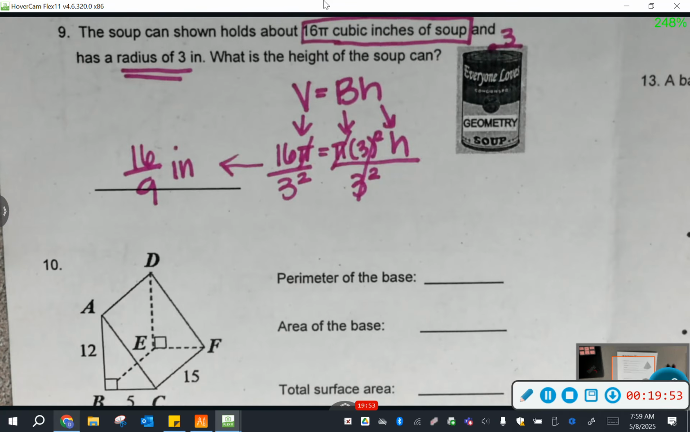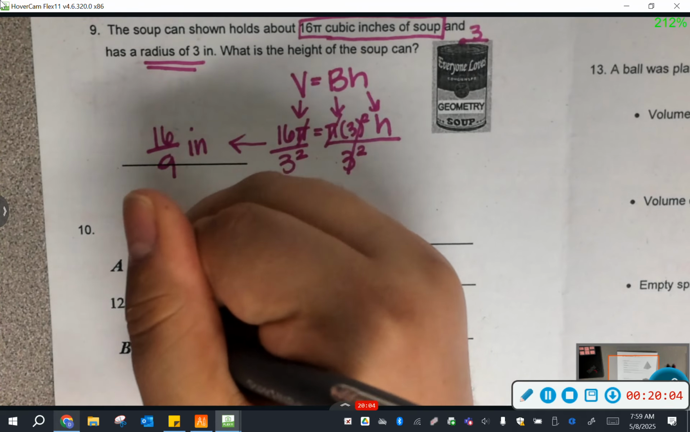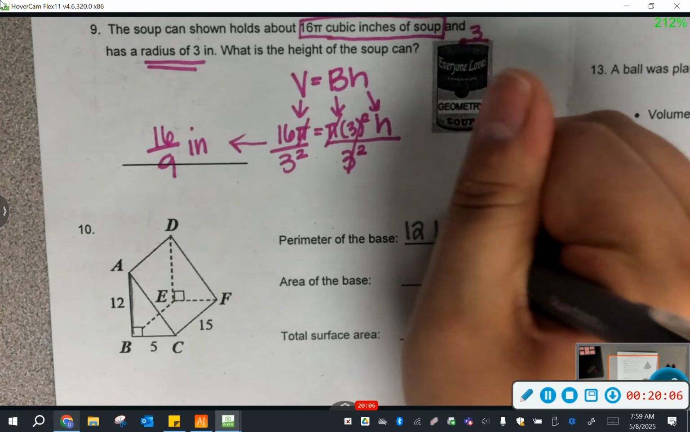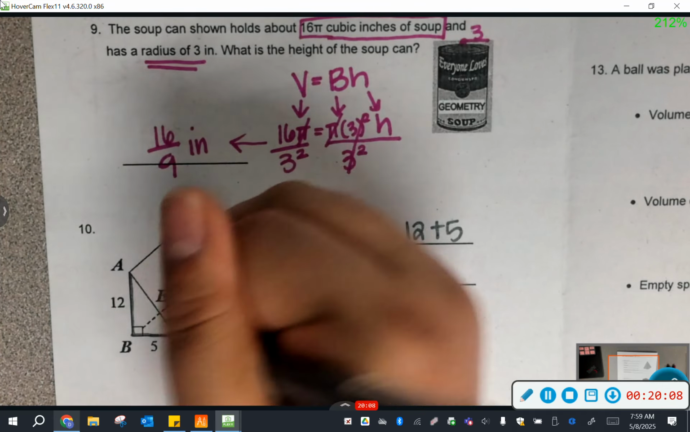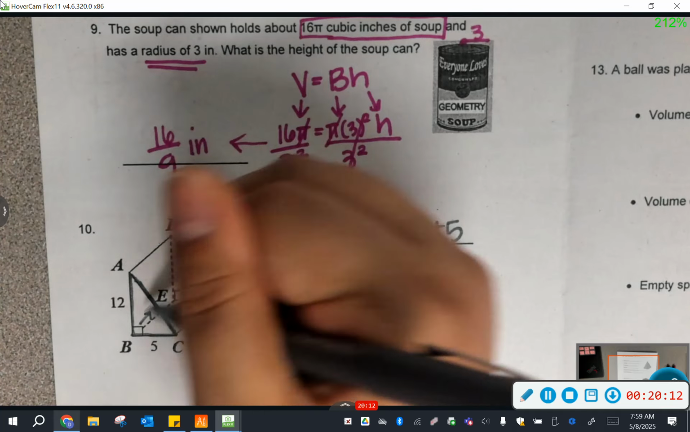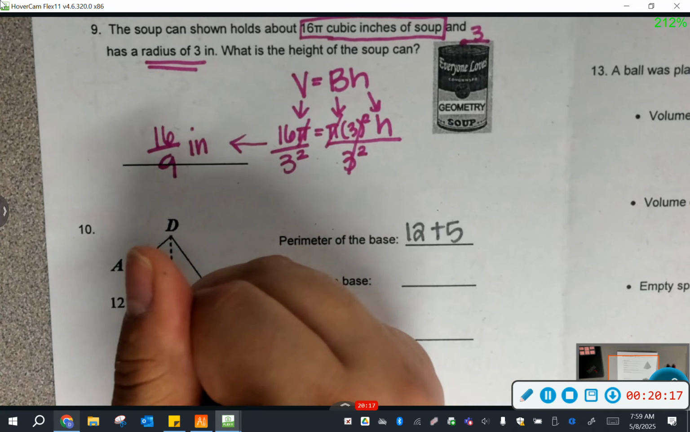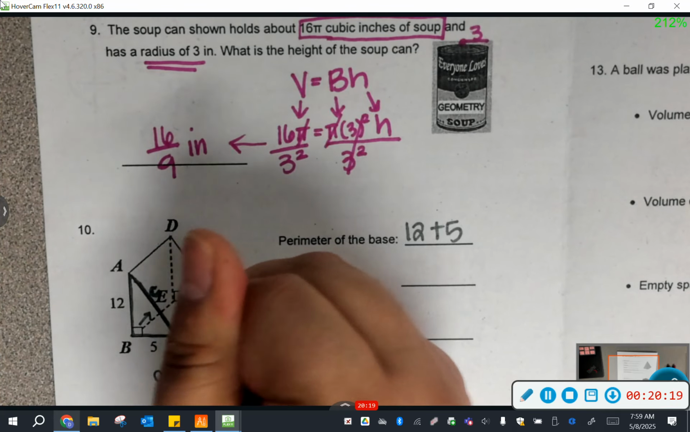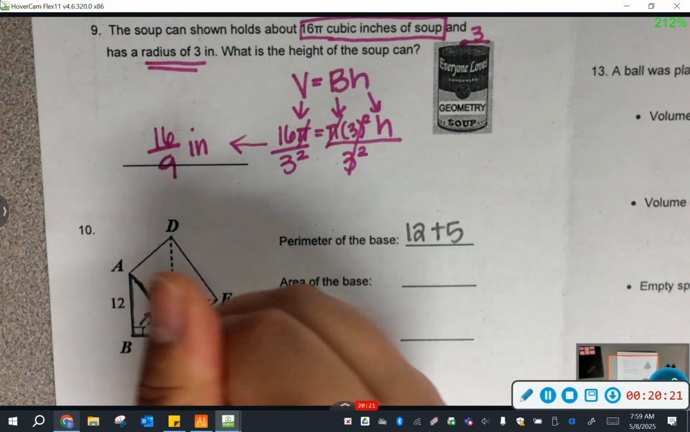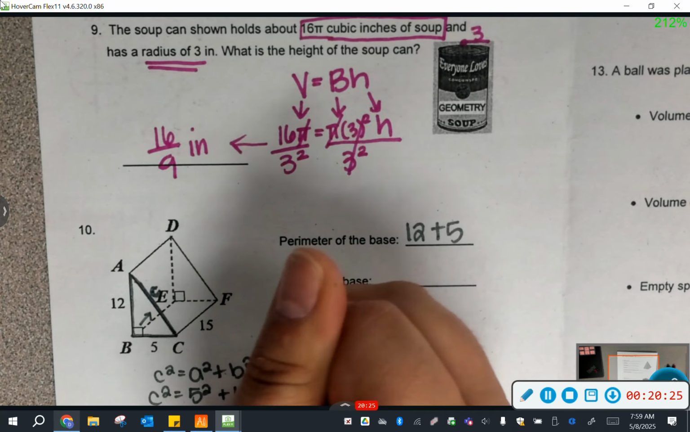Number 10, how do I find the perimeter of this base? What's the base here? The triangle. Well, I have 12. I have 5. How do I find this third side right here? Pythagorean theorem. I'm going to call that C. So I'm going to do C squared equals A squared plus B squared. C squared equals 5 squared plus 12 squared.